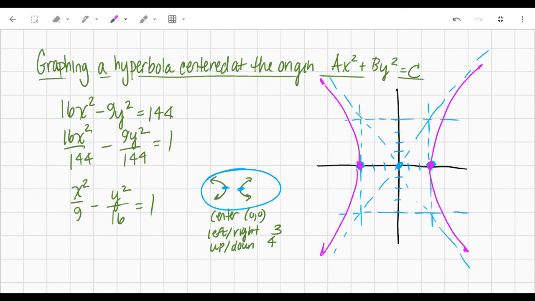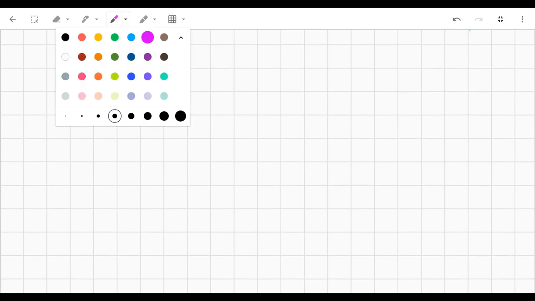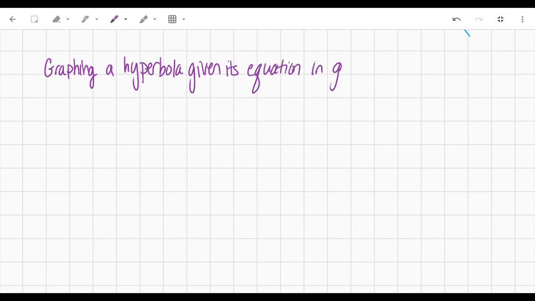It seems like a lot to remember, but once you kind of get the hang of it, you'll be okay. It is a lot to remember, but then you do all these problems using the exact same thing over and over again. Okay. All right, next one, just like with ellipses, graphing a hyperbola given its equation in general form.